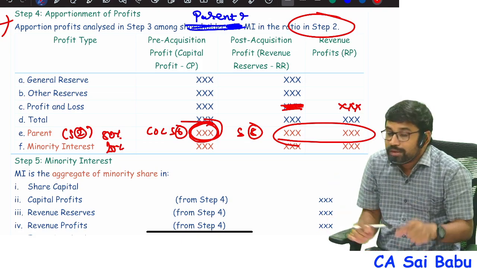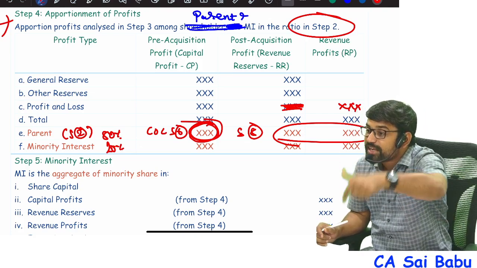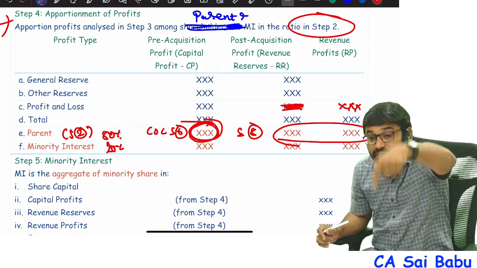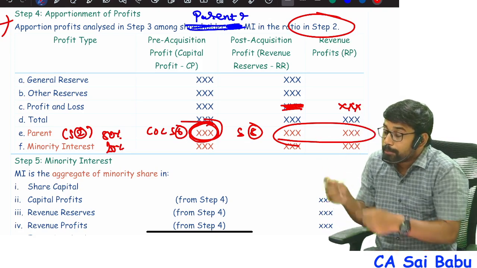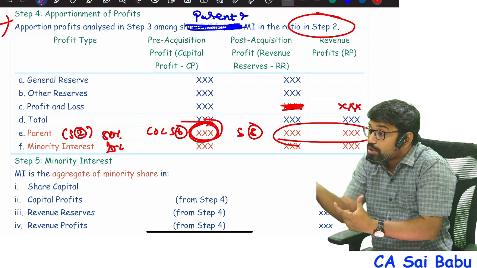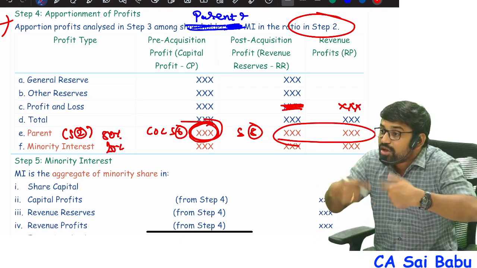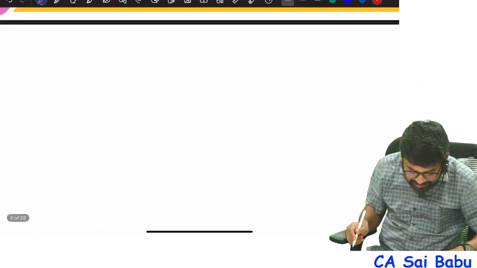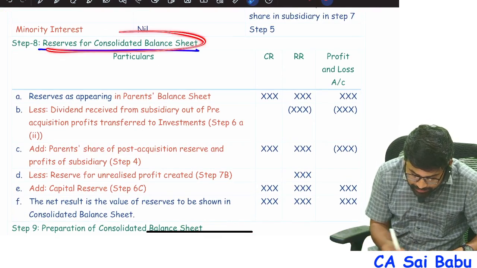Now, the parent company's share in the pre-acquisition profits of the subsidiary is adjusted to the cost of investment. At the date of acquisition, we are finding goodwill or capital reserve. Here, there. The parent company's share in the post-acquisition profits of the subsidiary will be added to the consolidated reserves in step number 8. We are doing step number 8. See this step number 8. Reserves for consolidated balance sheet.